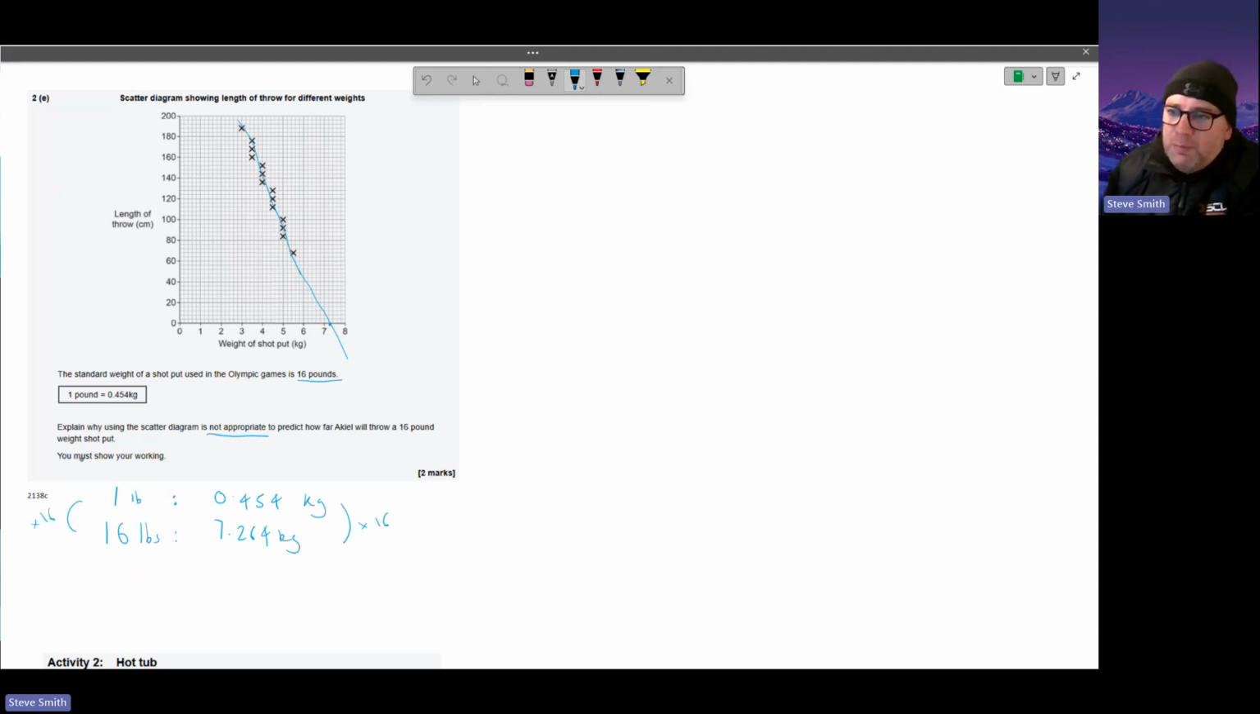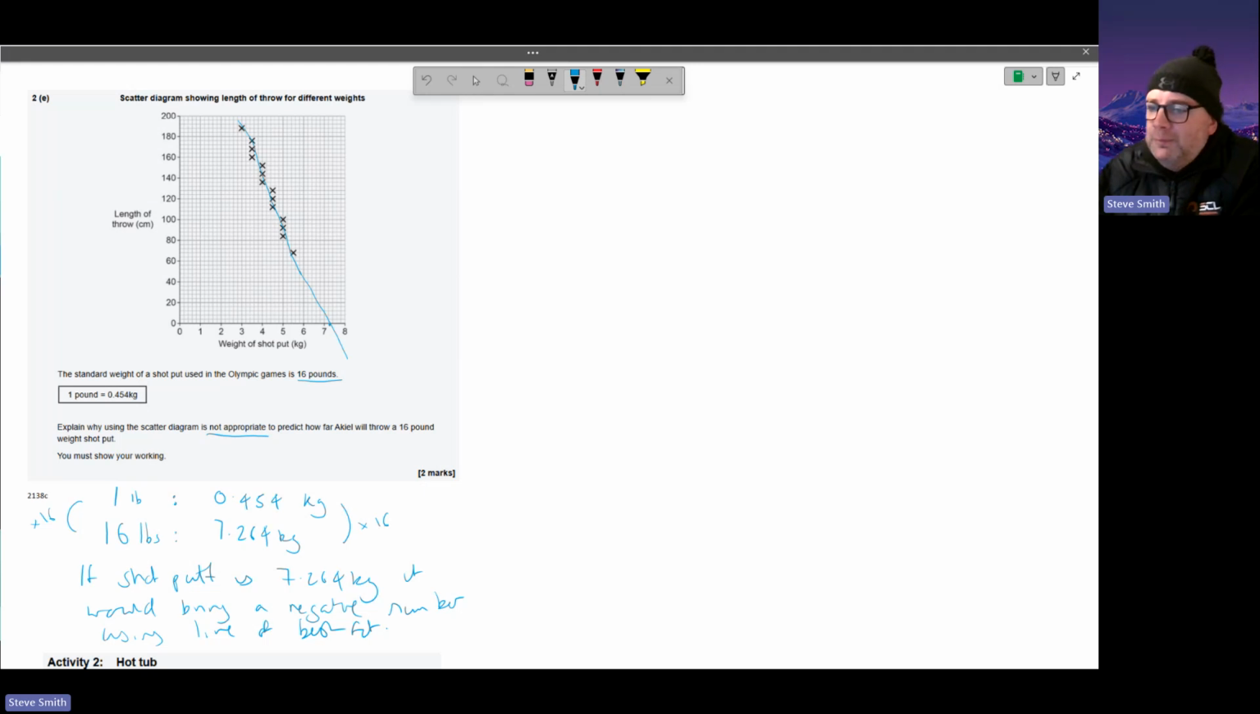So explain why. If shot put, and it's double T in it, shot put is oh no, it's 1 T. I thought shot put was 2 T's. If shot put is 7.264 kg, it would bring a negative number using line of best fit. That's why I teach maths, because my writing is awful.